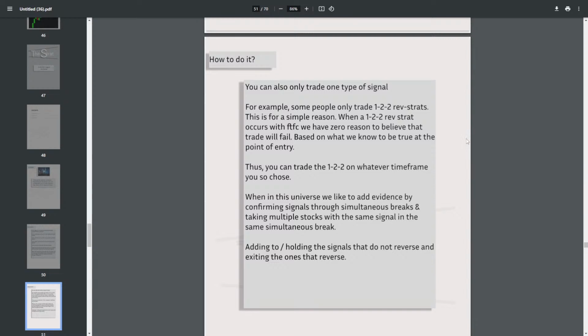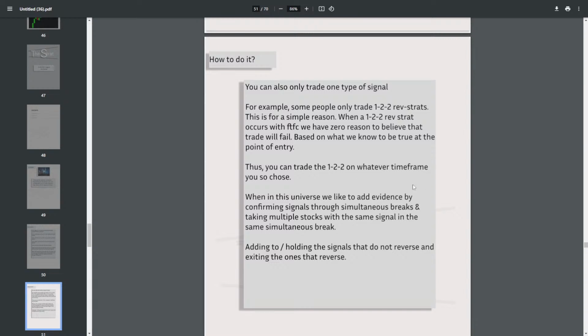So another thing people will do with this is trade one type of signal. Like we already said, some people trade just the rev strat. And we already said with continuity, we don't have any reason to believe it should fail, since you're countering an equilibrium break, we know for a fact people are at a loss. And that's based on what we know to be true at the point of entry when that triggers. So thus, you can choose to trade the 1-2-2 on whatever time frame you choose.